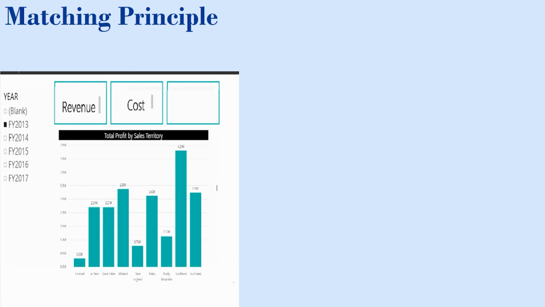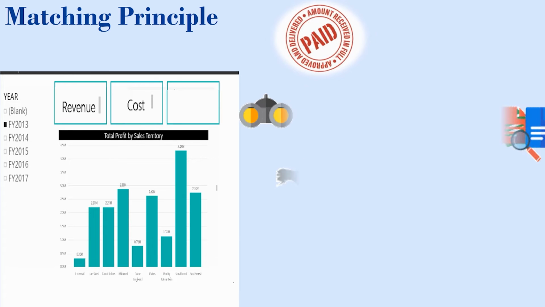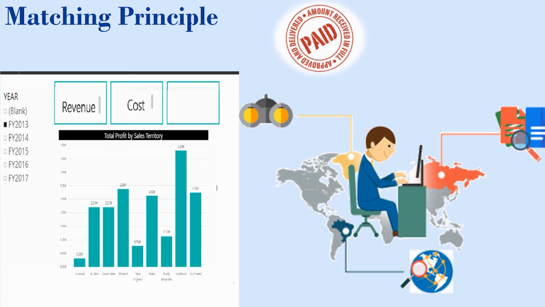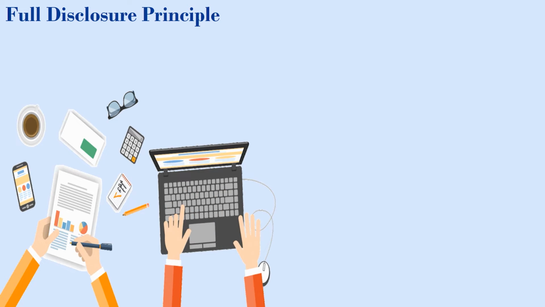Matching principle states that all expenses must be matched and recorded with their respective revenues in the period that they were incurred instead of when they are paid. This principle works with the revenue recognition principle, ensuring all revenue and expenses are recorded on the accrual basis. The fourth principle is full disclosure principle.